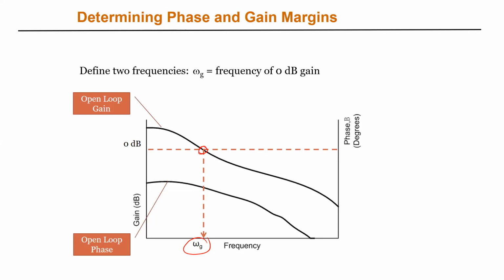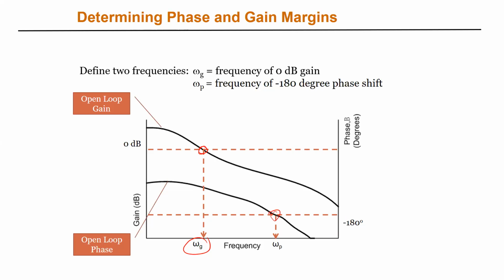While for the phase crossover frequency, I'll look into the graph and locate where the minus 180 degrees is, and then get the intersection with your graph. That will be the phase crossover frequency. Any question?